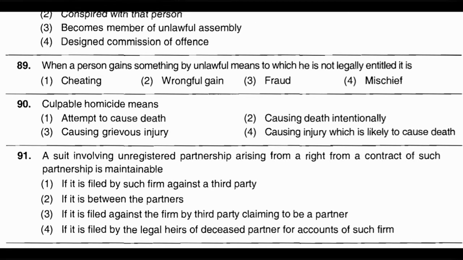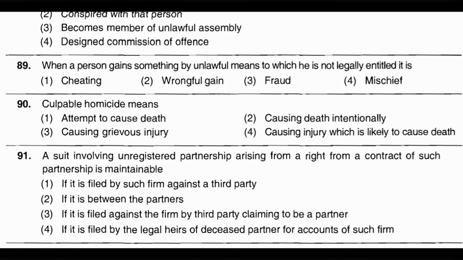Now question number 90. Culpable homicide means option number 1, attempt to cause death. Option number 2, causing death intentionally. Option number 3, causing grievous injury. Option number 4, causing injury which is likely to cause death. And the correct answer is option number 2, causing death intentionally.